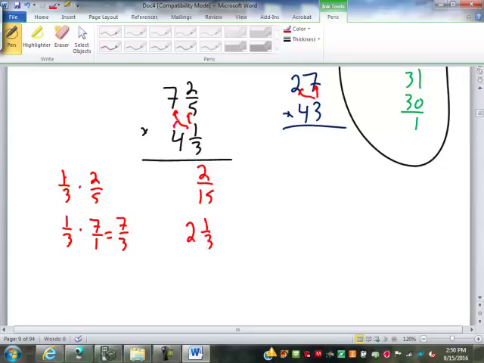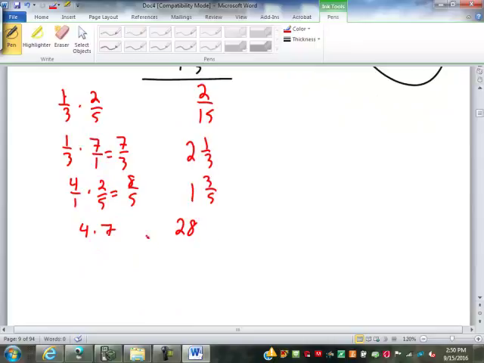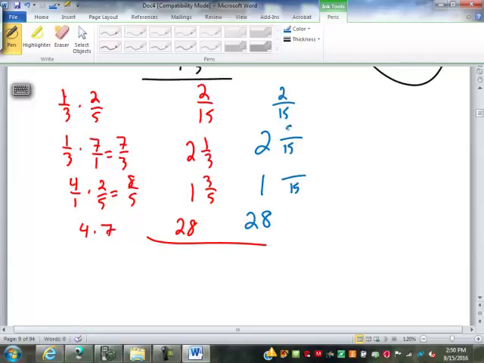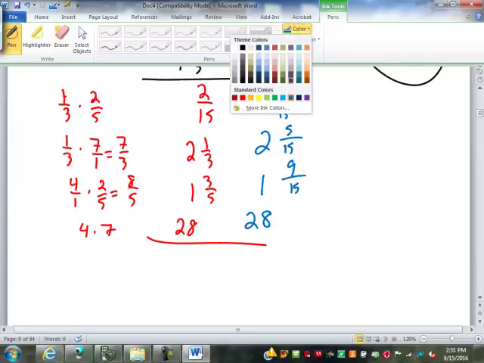Now I move over to the 4. The 4 has to multiply the 2/5. So I do the same thing. I'll make that 4 over 1 times 2 over 5. 4 times 2 is 8. 1 times 5 is 5. So that is 1 3/5. And then 4 times 7 is 28. Well, now we have to combine all that. Common denominator looks like it would be 15. So this will stay 2/15. 3 times 5, so 1 times 5 is 5/15. 5 times 3, so 3 times 3 is 9/15.